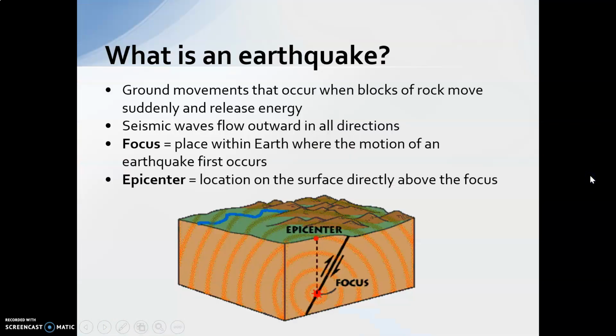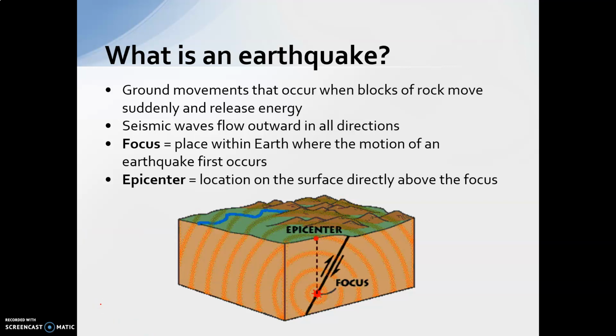So what is an earthquake? Ground movements that occur when blocks of rocks move suddenly and release energy. And those blocks of rocks are technically called faults. That would be what's represented right here, this thick black solid line with the arrows beside it. So seismic waves are going to flow outward in all directions from that.